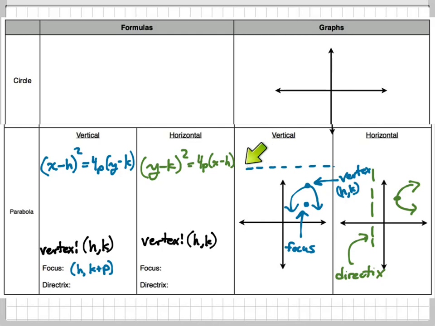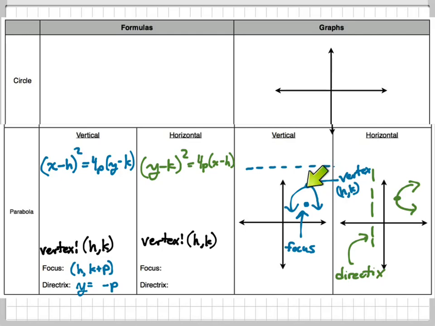Well, the way I remember it is because it's horizontal, that means it's going to cross the y-axis, and so that reminds me that it's going to be a y equals. And now, how do I know what it equals? Well, we start at the vertex and go the opposite way of the focus. So if we're going the opposite way of the focus, we're going to have a negative p down here. But I'm going to subtract p from what?